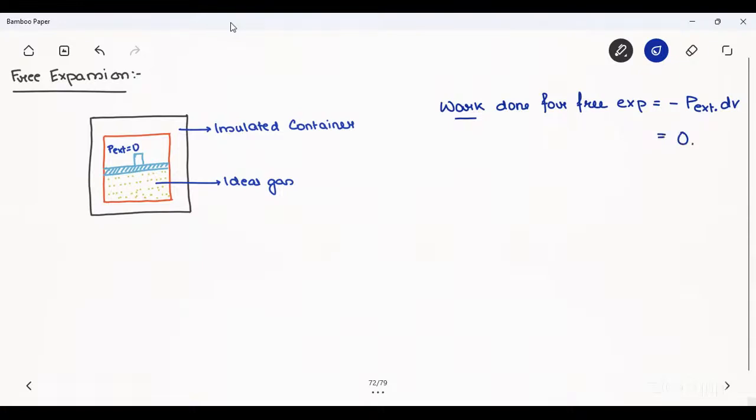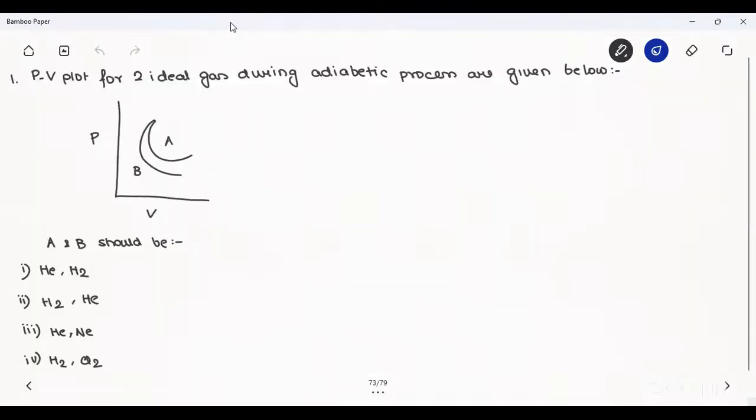Is this part clear? And also insulated container means Q will be 0. That means the heat is neither being gained nor being lost. Is free expansion clear to everyone? Yes or no? Or else I can just move to the next sum. Then we will be starting with the numericals. So is this part clear to everyone?